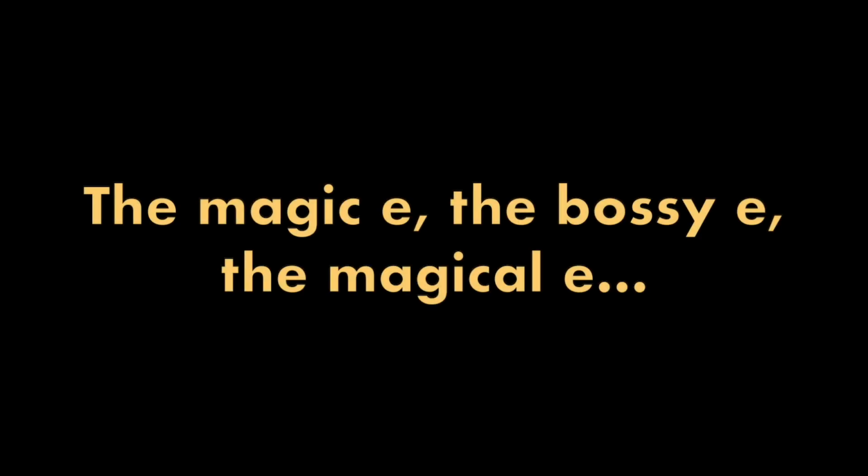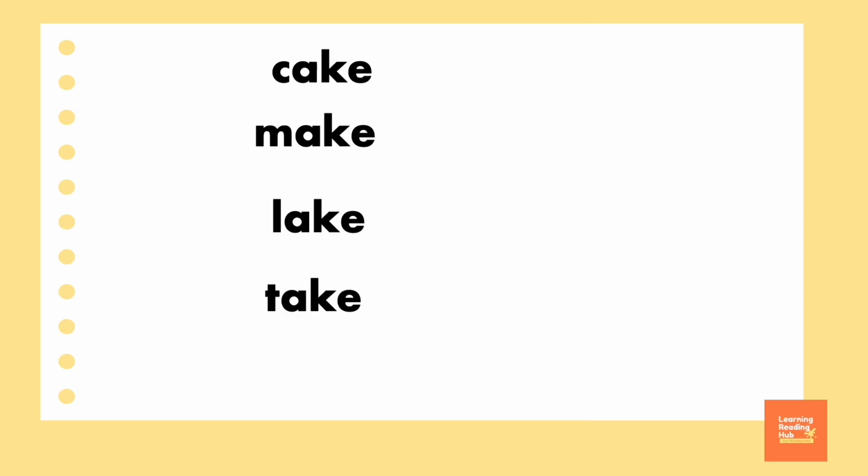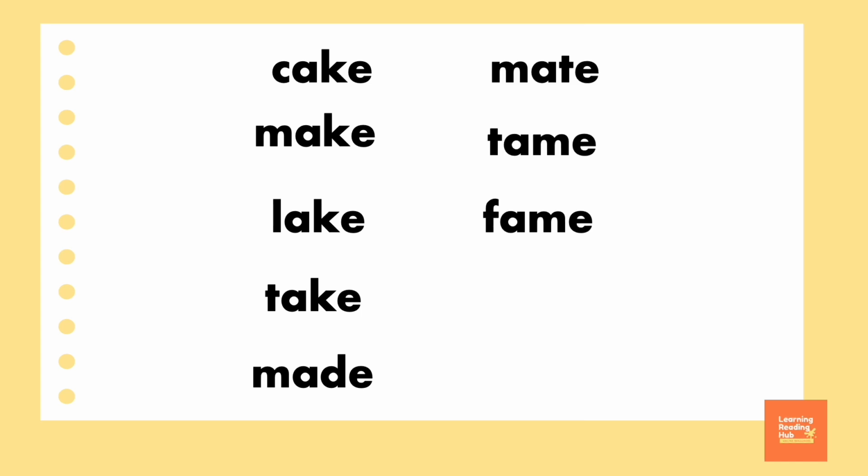Okay, moving on. Spelling option number 2, the magic E, the bossy E, the magically E. This has so many names, right? We find it in so many words as well, such as cake, make, lake, take, made, mate, tame, fame, name, cane. Okay, this is the second most common spelling option for the long A sound.